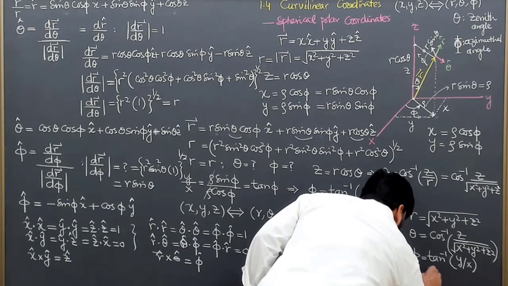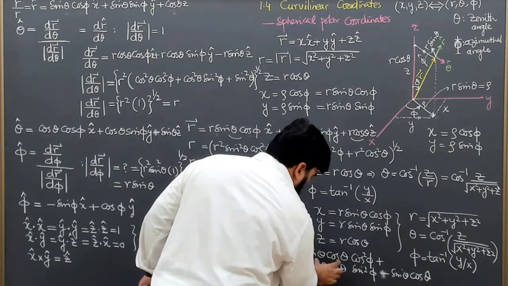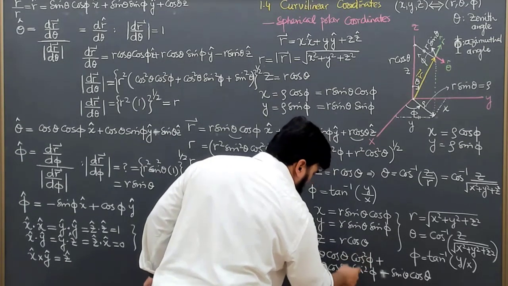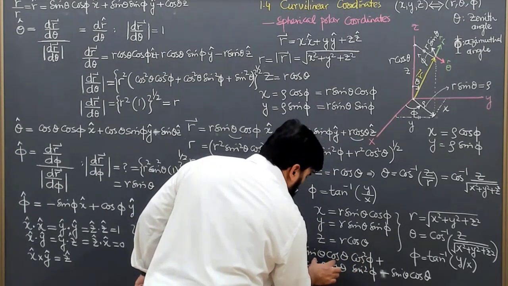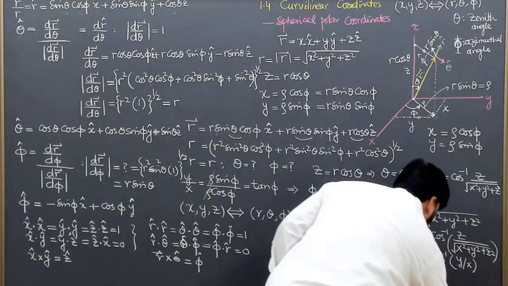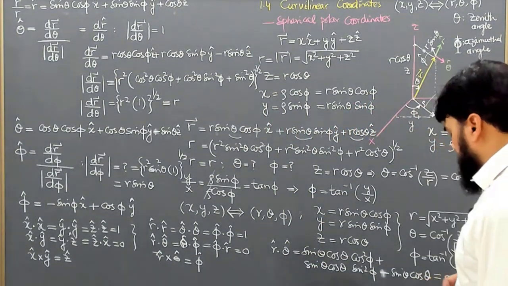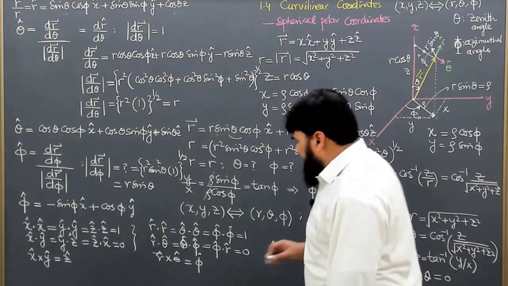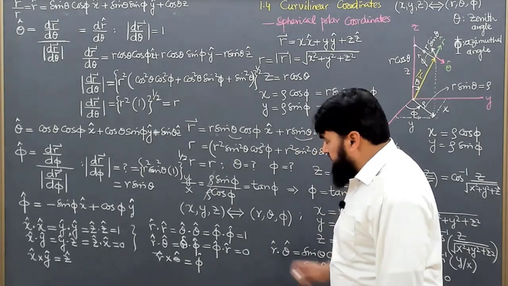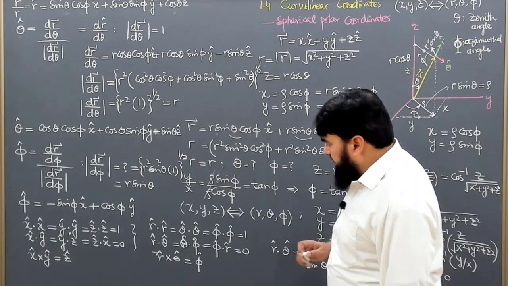Now look here, if I take sine theta cos theta as common, then it will become cos square phi plus sine square phi, and this will be equal to 1. So we are left only with sine theta cos theta minus sine theta cos theta, so this will come out to be 0. The rest you can prove for all the relations. If you are having any problem in these relations, then you can ask in the comments. I will provide you with the calculation.